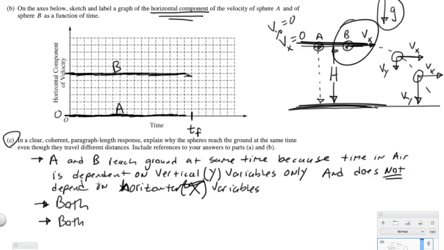Okay? And then lastly, you could talk about sphere B. You could say sphere B does begin with a horizontal velocity, but as stated, this horizontal velocity does not affect time in the air because time in the air is only affected by vertical variables, by the vertical components.